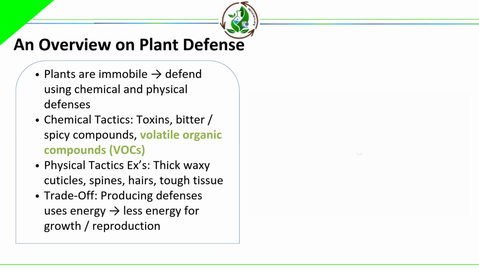Physical defenses include thick, waxy cuticles, sharp spines, or tough fibers that make tissues harder to eat. The trade-off is that producing defenses takes energy away from plant growth and reproduction. In farming, understanding a crop's natural defenses helps us decide when to intervene with extra protection and when the plant can handle things on its own.